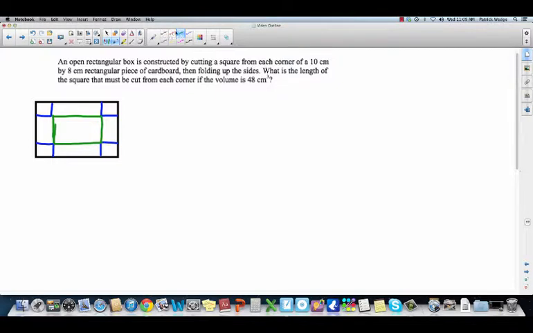So originally, the size of this thing was 8 centimeters by 10 centimeters. And then you're cutting a little square out, and the question is, how big should the square be? In other words, we don't know the length of the square, so why don't we call it x? This is x, this is x, this is x, this is x. All these little square sides are x.